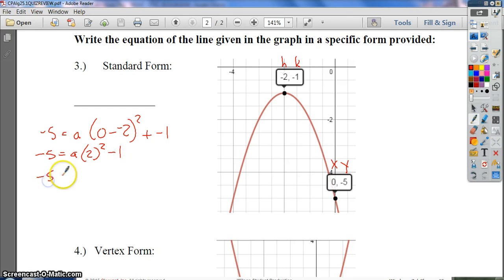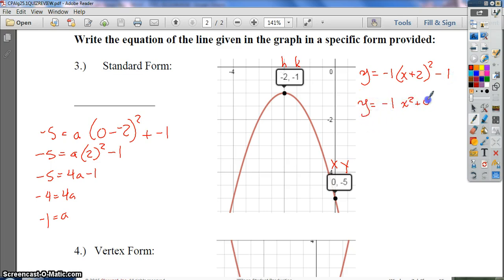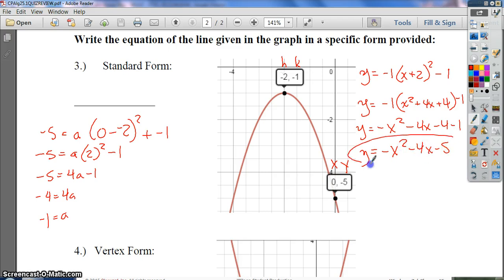So negative 5 equals 4A minus 1. So I'm going to add 1, get negative 4, 4A. A is negative 1. Okay, let's plug this stuff in with this. So I'm going to have Y equals negative 1 times x plus 2 squared minus 1. Put it in standard form. So this is x squared plus 4x plus 4 minus 1. So this is negative x squared minus 4x minus 4 minus 1. Final answer is the following. And this is where I'll stop.